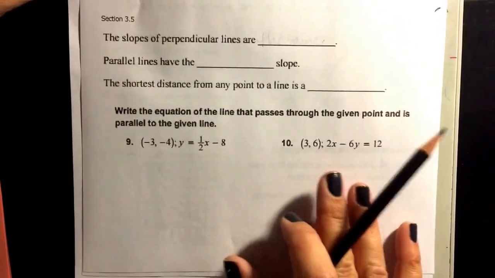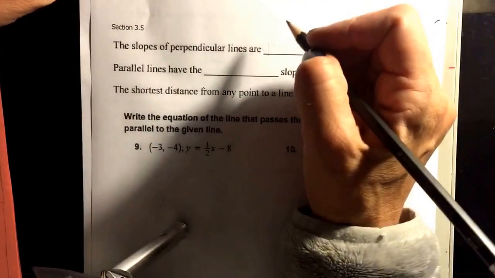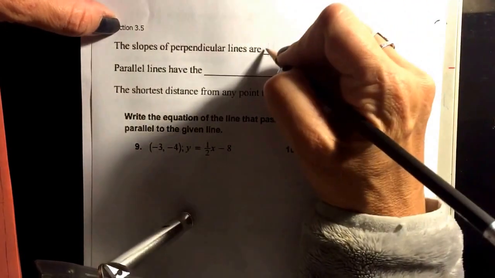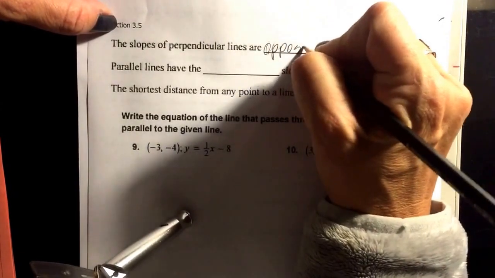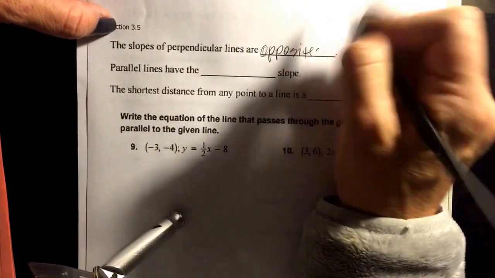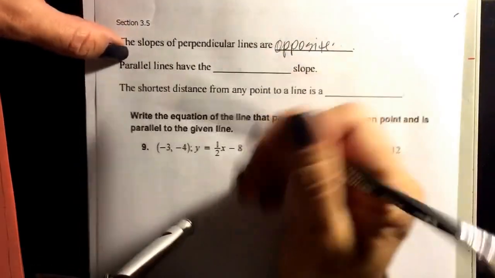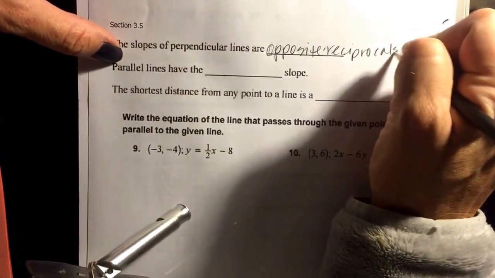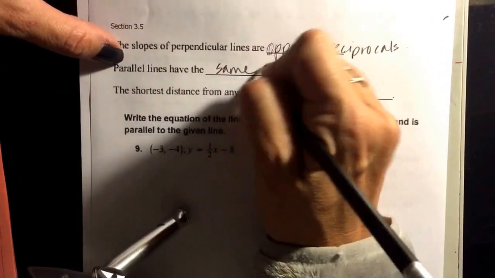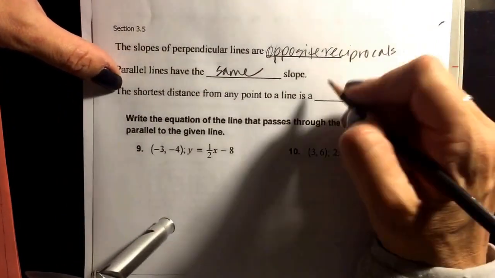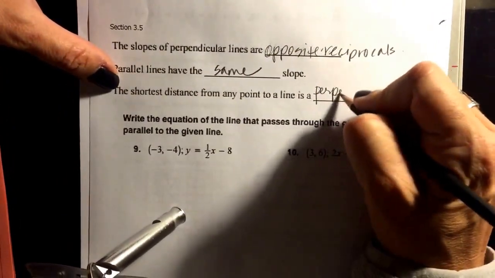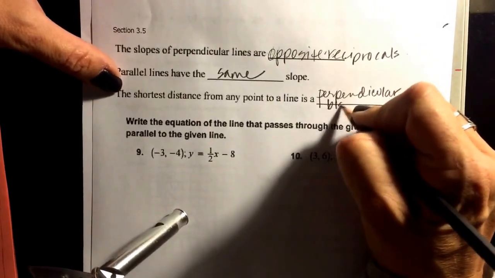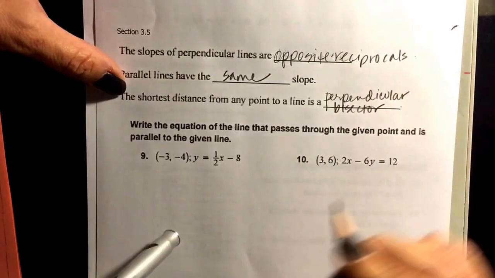Alright, this video is going to cover the Section 3.5 review for our Geometry Chapter 3 test coming up on Friday. The slopes of perpendicular lines are opposite reciprocals. Parallel lines have the same slopes. And the shortest distance from any point to a line is a perpendicular bisector. I feel like this came up in a section earlier than 3.5, but a perpendicular bisector.